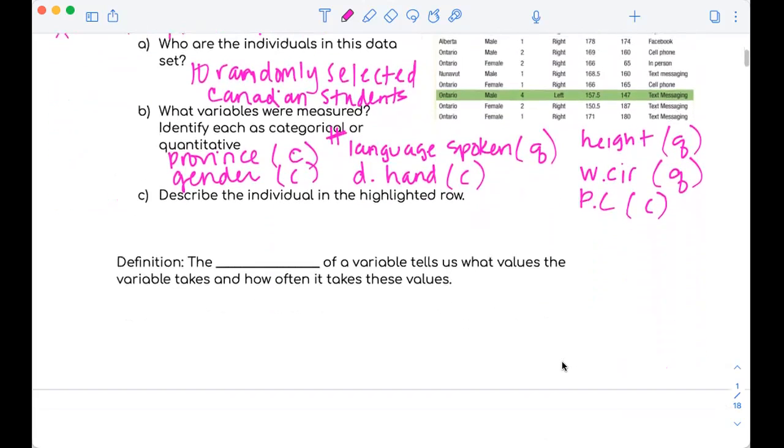So the distribution, that's another definition. The distribution of a variable tells us what values the variable takes and how often it takes these values.